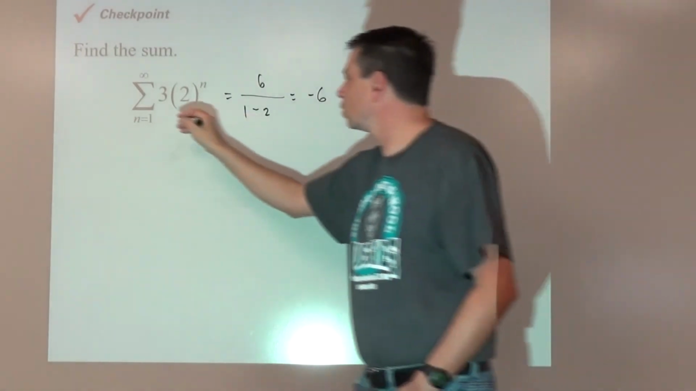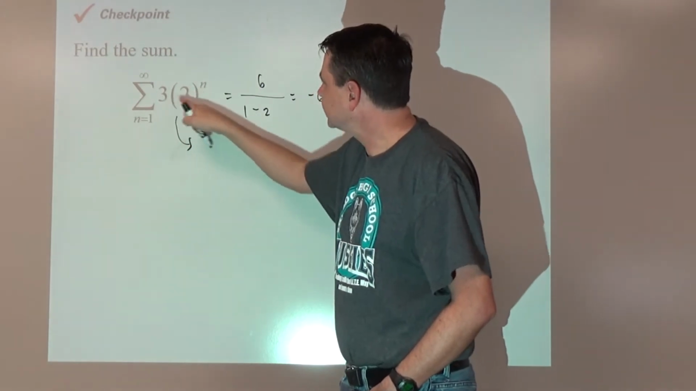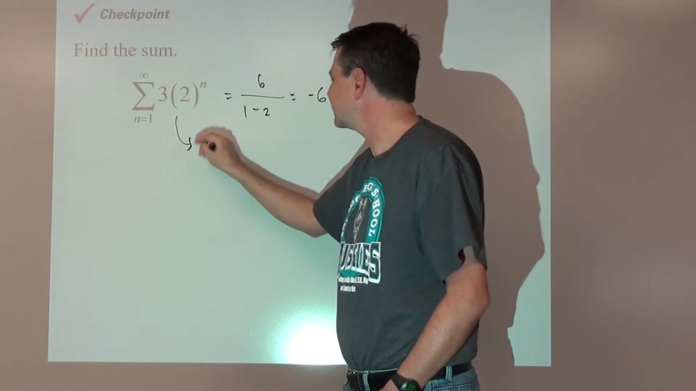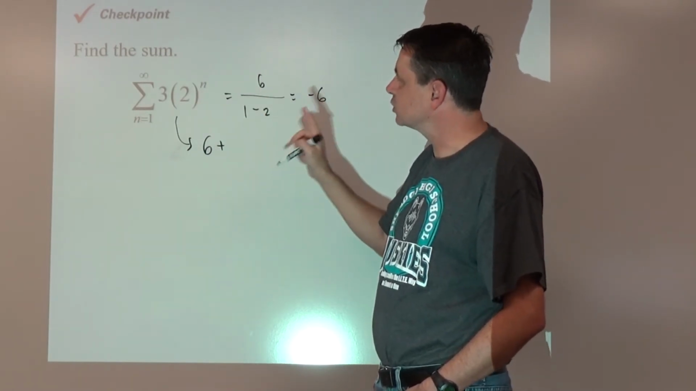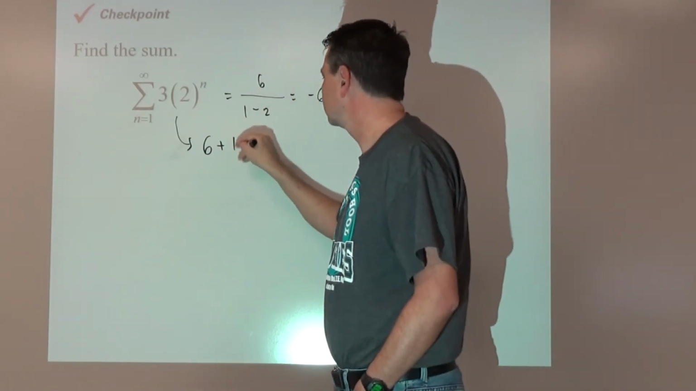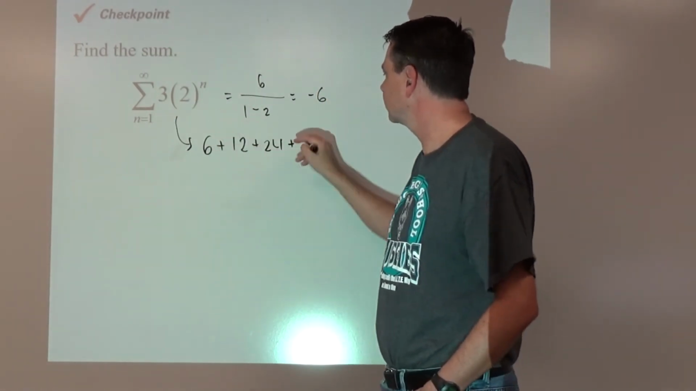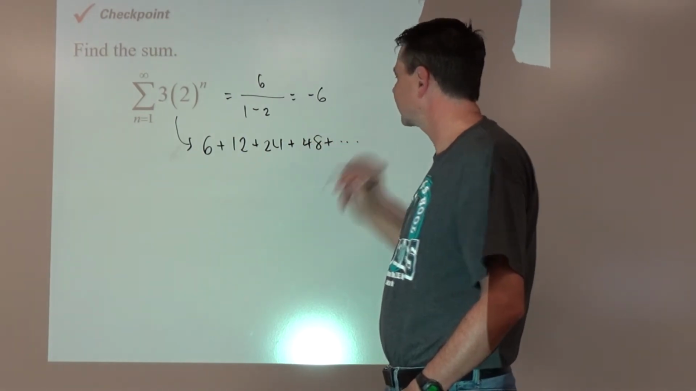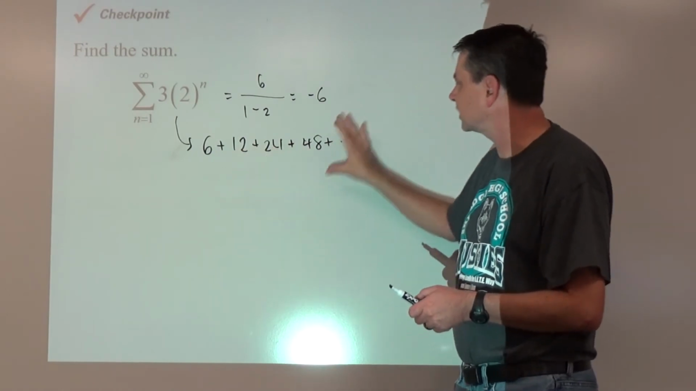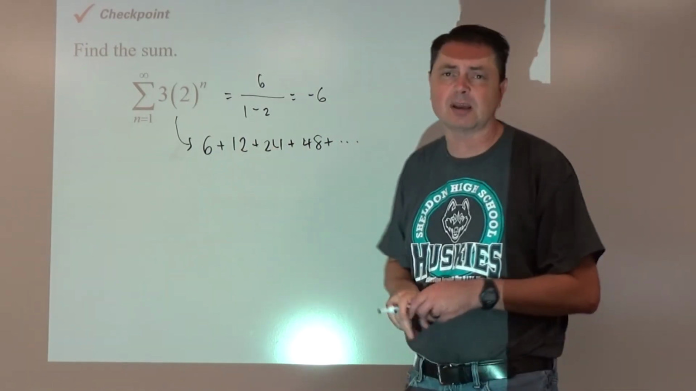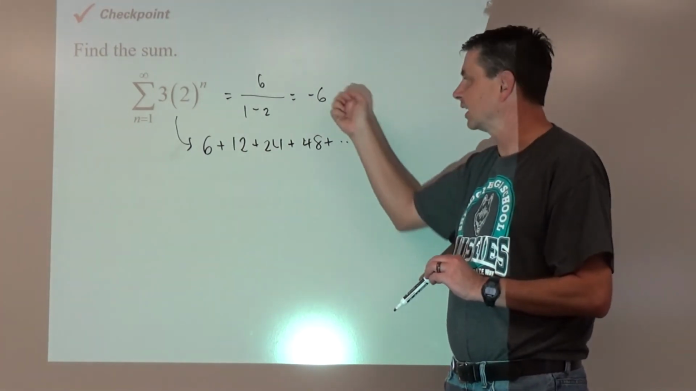Let's explore what the sum would look like. Plug in a 1: 3 times 2 to the first power, that's a 6. Plus, plug in a 2: 3 times 2 squared. 2 squared is 4 times 3 is 12. Plug in a 3, you get 24. Plug in a 4, you get 48, plus dot, dot, dot, keeps going forever and ever. Is it possible that 6 plus 12 plus 24 plus 48, all forever, is going to have a sum of negative 6? I don't think so. We can't add up a bunch of positive numbers and get a negative number.